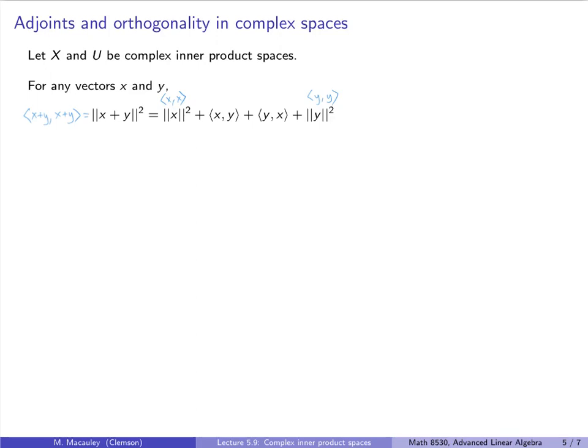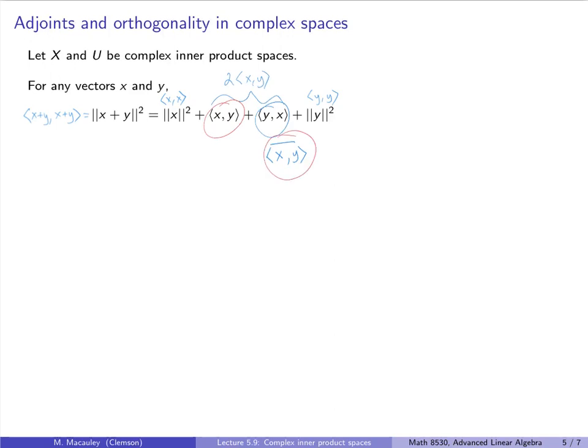Now in the real case, this is symmetric, so we could combine these and write this as 2 times the inner product of x and y. However, we don't have that when we're in a complex inner product space. Remember that the inner product of y with x is the complex conjugate of the inner product of x with y. So now, instead, we have the sum of these two things.